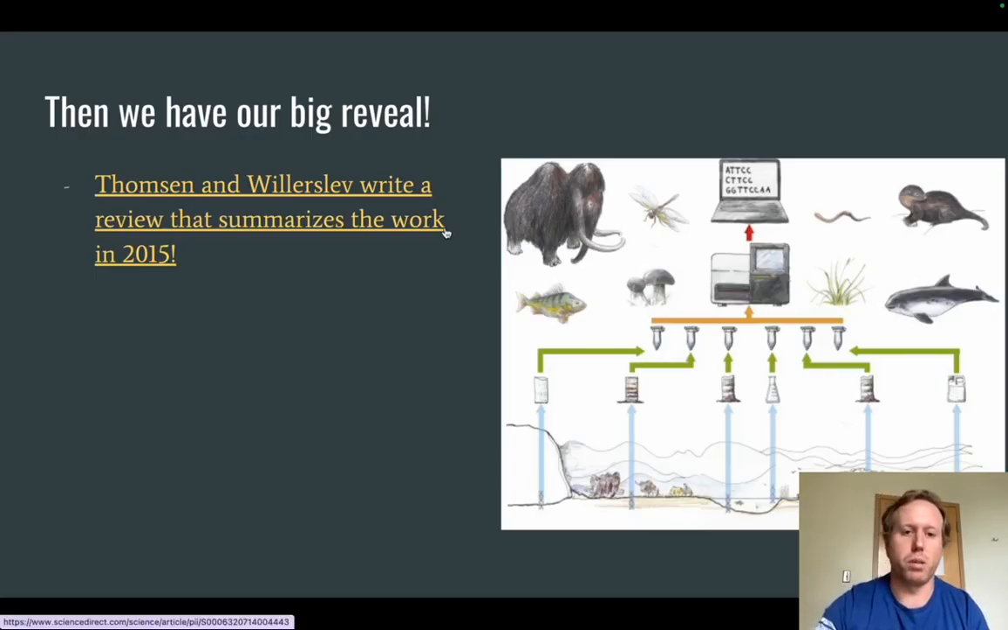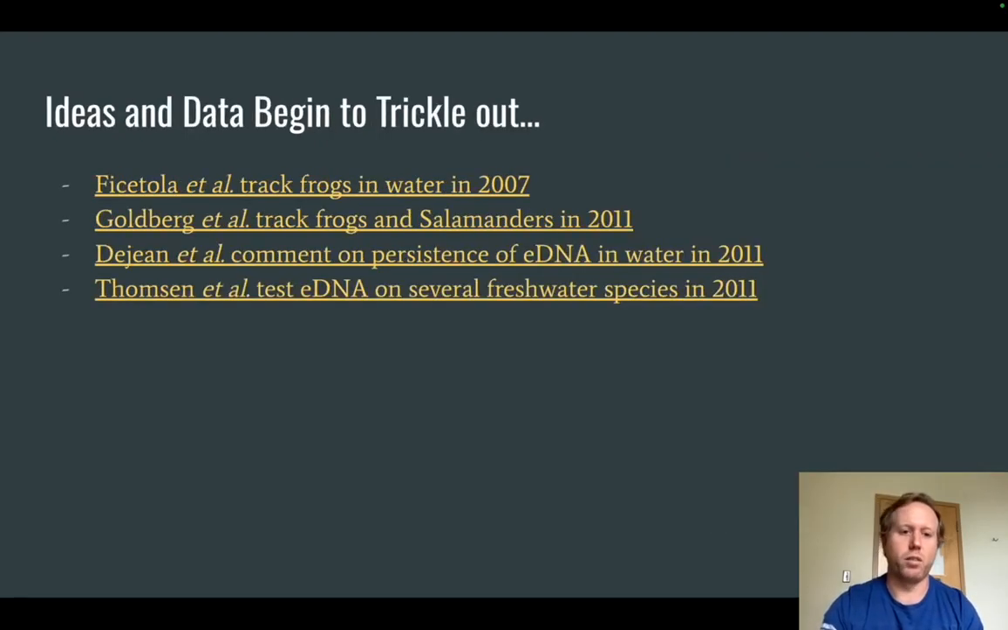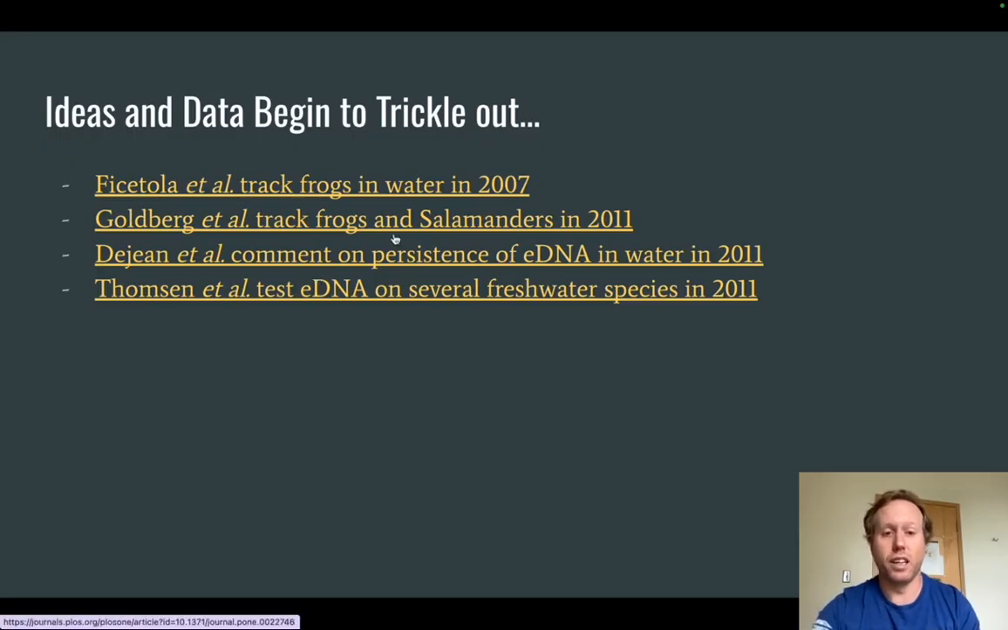So this is a really big paper, and it starts to put the methods together in a way that isn't so disparate. If I go back one slide, these were all coming out independently, and it was really cool to see that we were able to track frogs and salamanders, look at the persistence of DNA in water, and track a bunch of freshwater fish species, which for the most part was what Thompson was working on.